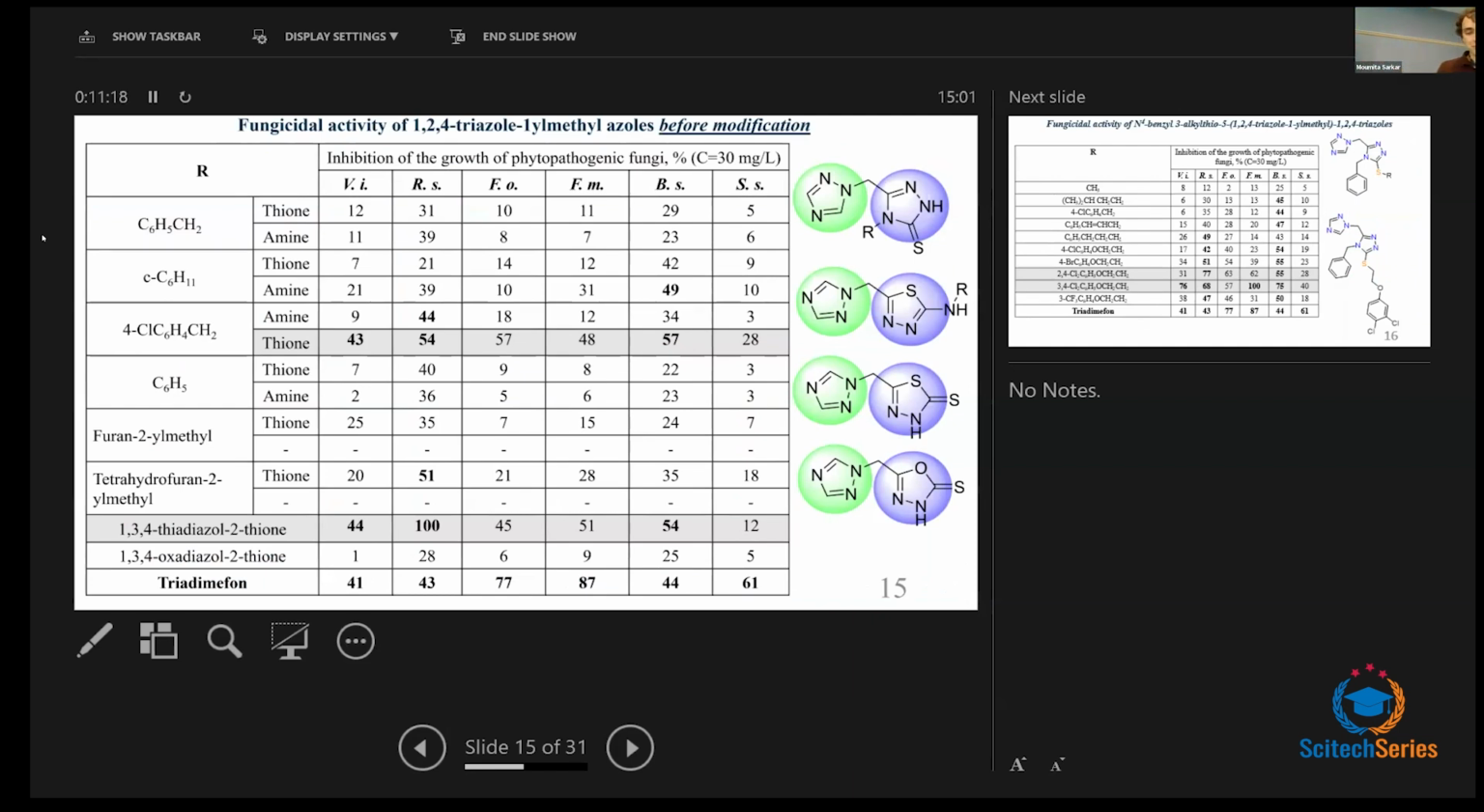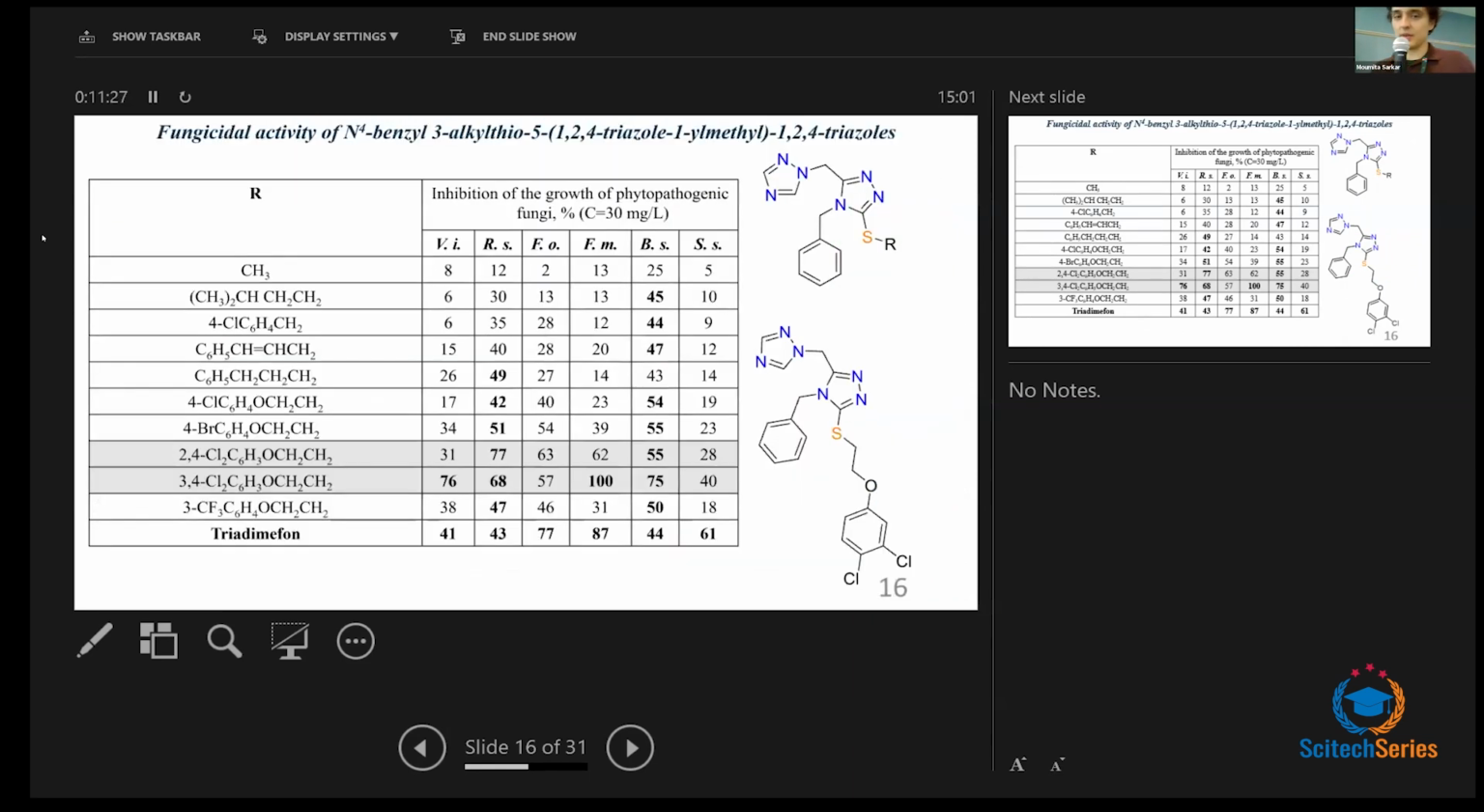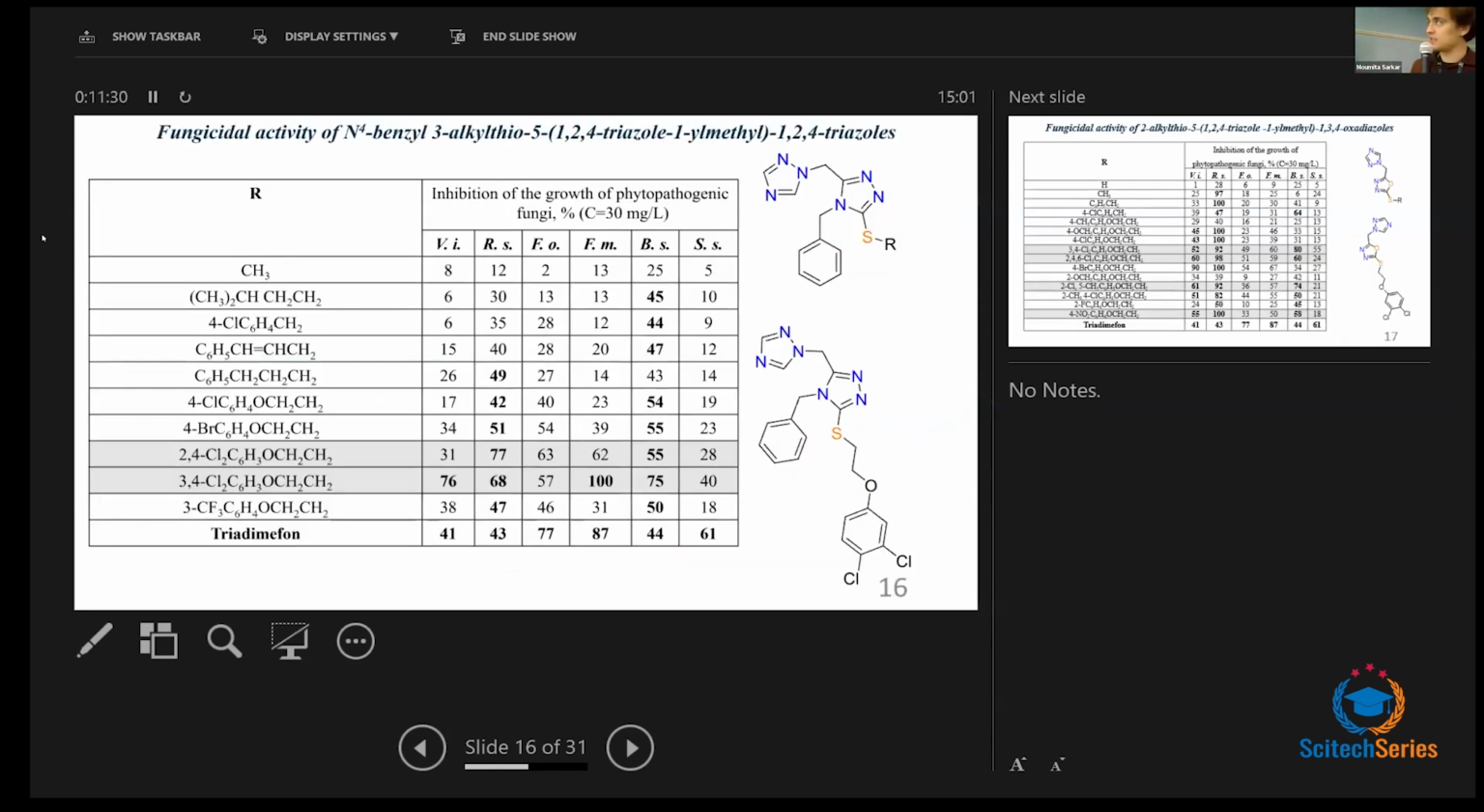If our model haven't failed, you can see that it's not good working compounds, but if we will add substituent, for example, this substituent, activity is really more high than reference compound. For example, this compound is more active than triadimefon versus 4 types of phytopathogenic fungi, and works really good at concentration, this concentration 30 ppm.